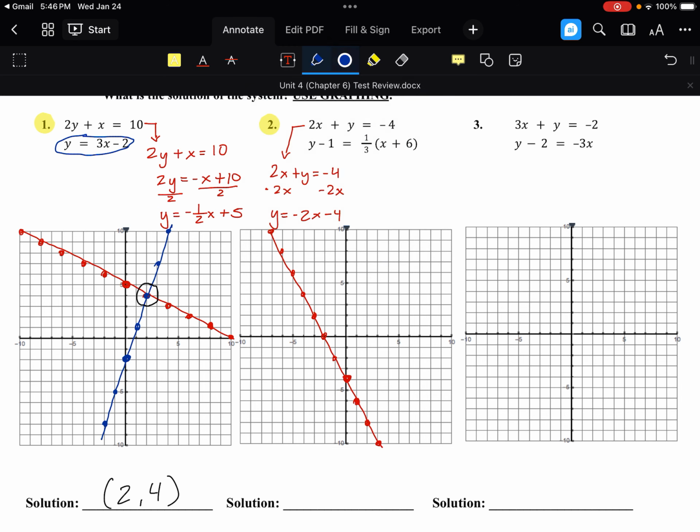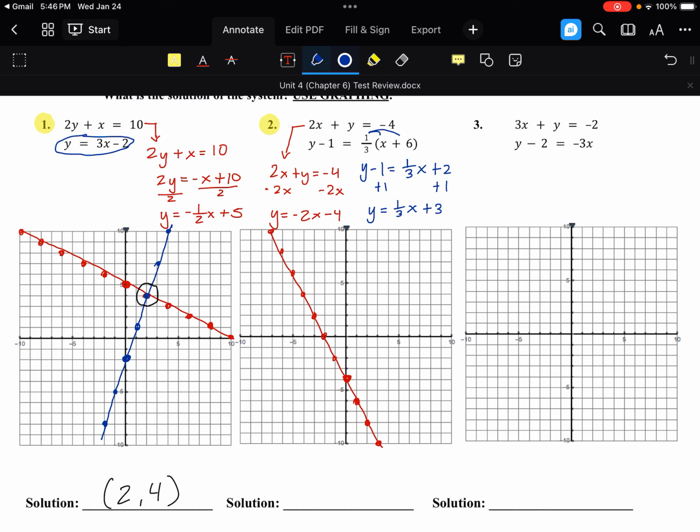Our second equation is currently written in point-slope form, so we can simplify this like we did in the previous chapter. We'll do that by distributing our slope first. So now we've got y minus 1 equals 1/3 x plus 2. Then we're going to add 1 to both sides to get y all by itself. So y equals 1/3 x plus 3.